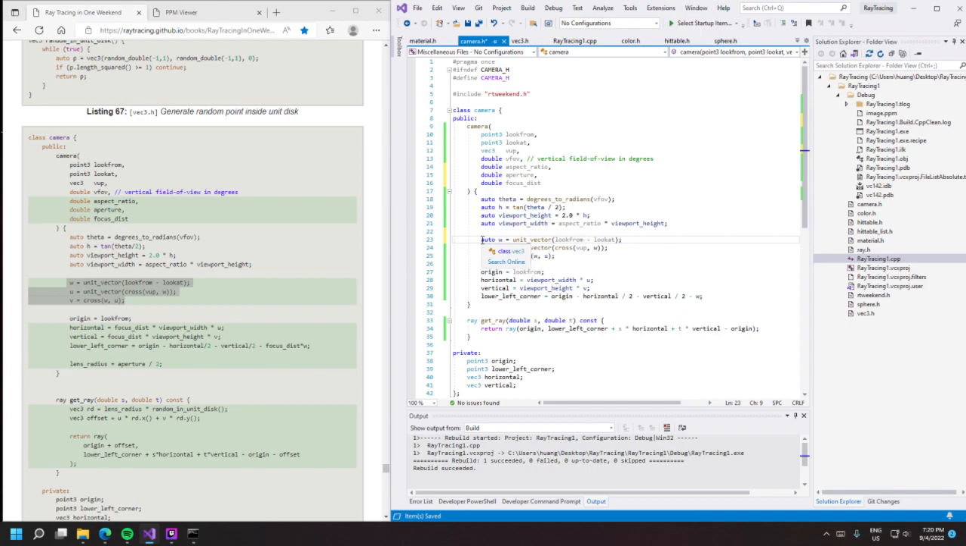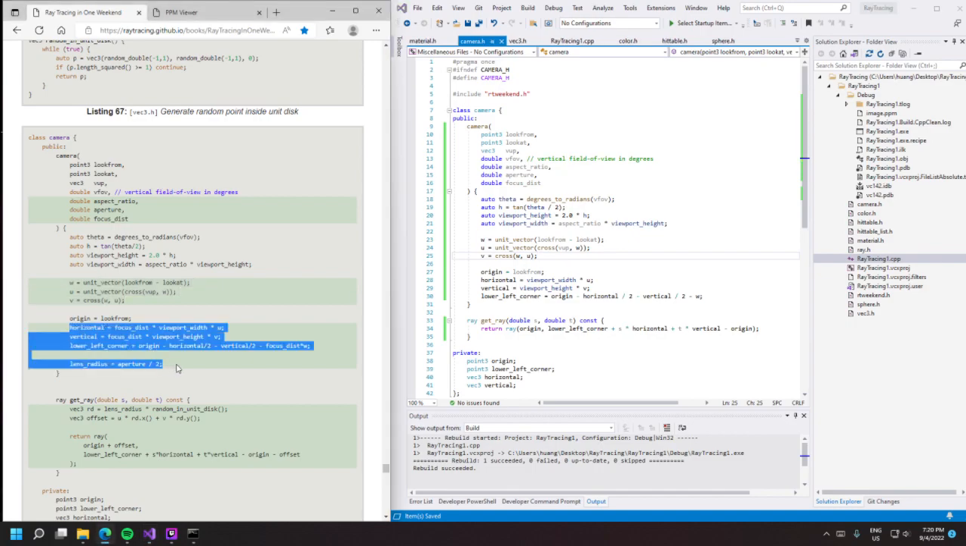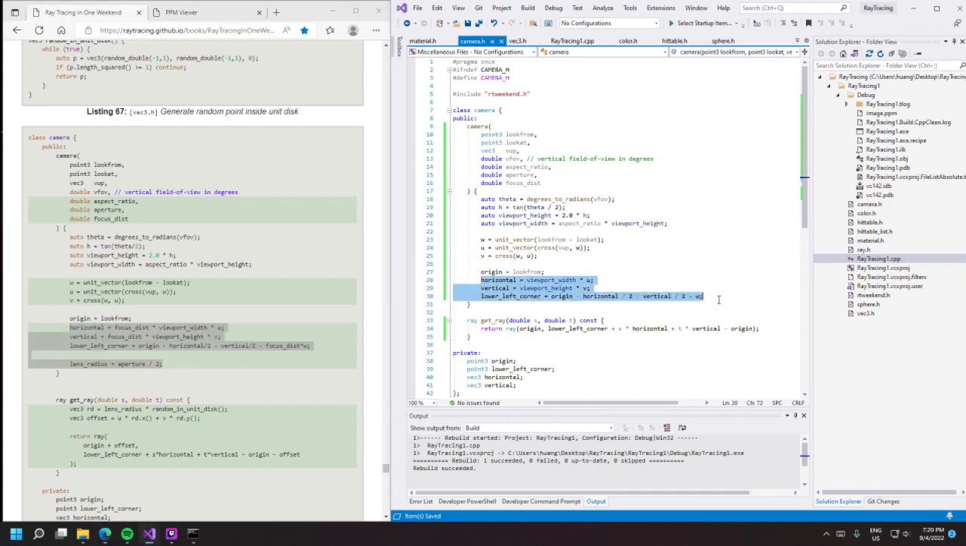What part are we making changes? Oh, why can we do that? Kind of wonders, but anyway. Horizontal, vertical, lower left corner, and lens radius. Lens radius is the aperture divided by 2, and horizontal is scaled by the focus distance. Okay, so we are taking account of the focus distance here.